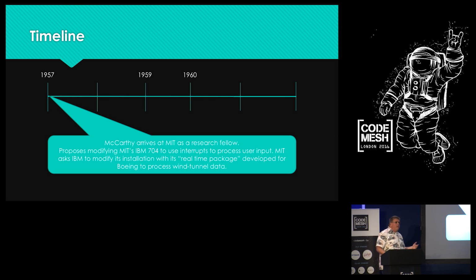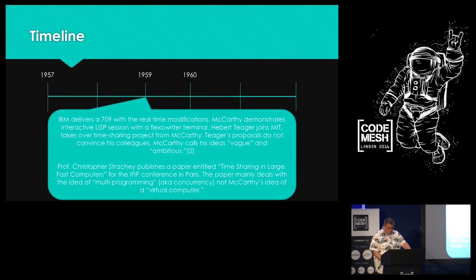IBM had already done what they called a real-time package that allowed Boeing to input wind tunnel data into their IBM 704. And so IBM had already done the engineering work to do interrupts and things that were necessary for doing, quote, real-time operation, like interactive timesharing. And so he proposed that MIT acquire one of these and modify their computer and move forward with that. So they made this request, but it actually wasn't delivered for 2 more years.